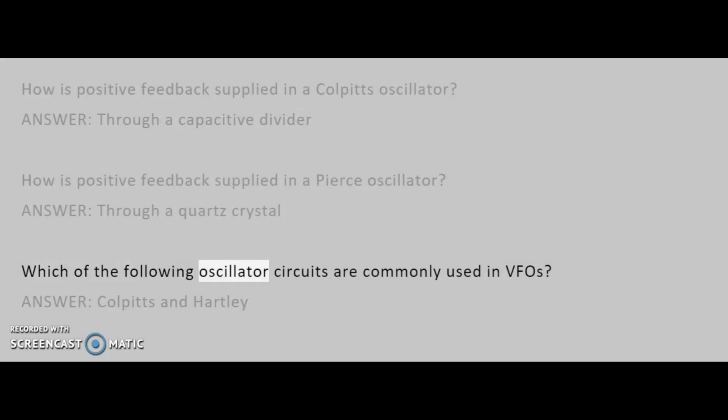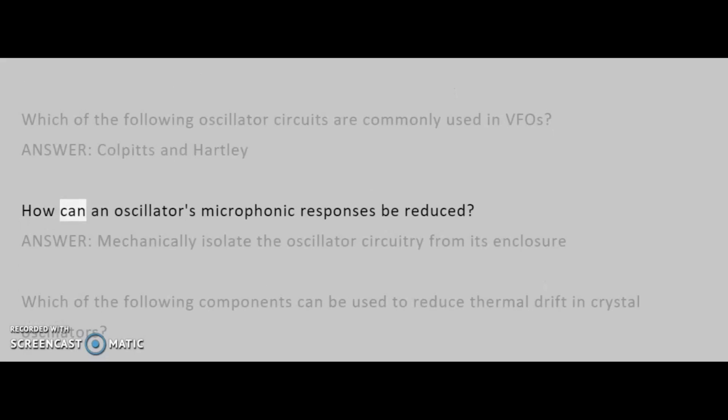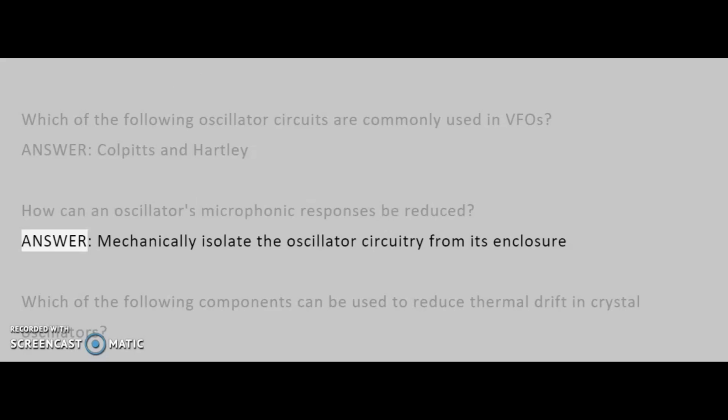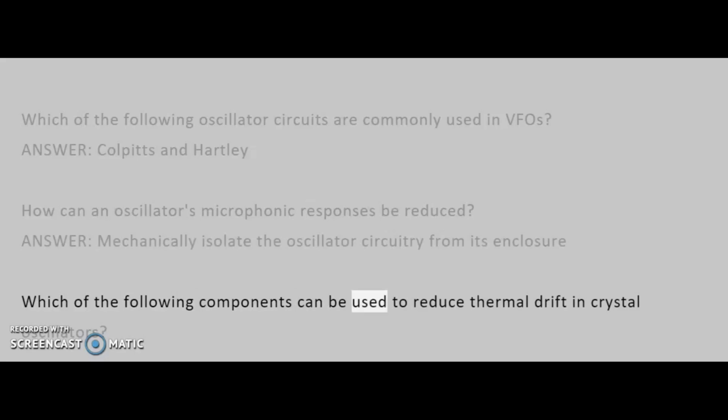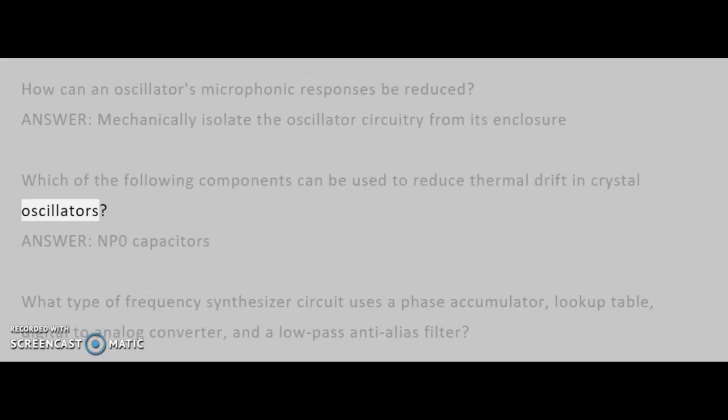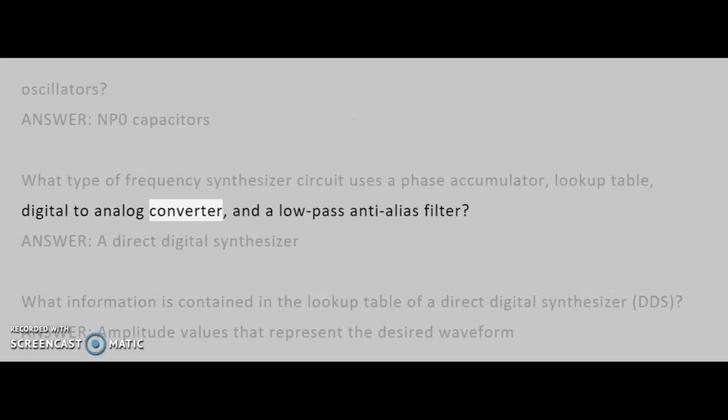Which of the following oscillator circuits are commonly used in VFOs? Answer: Colpitts and Hartley. How can an oscillator's microphonic responses be reduced? Answer: mechanically isolate the oscillator circuitry from its enclosure. Which of the following components can be used to reduce thermal drift in crystal oscillators? Answer: NP0 capacitors.